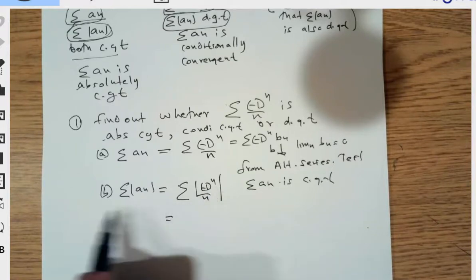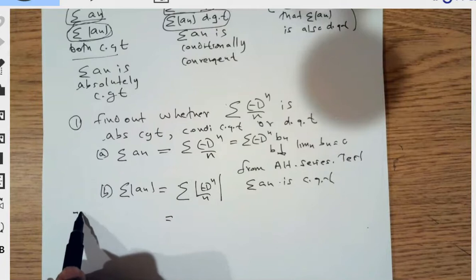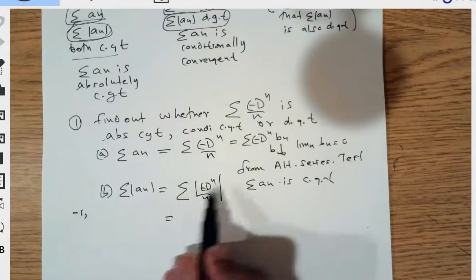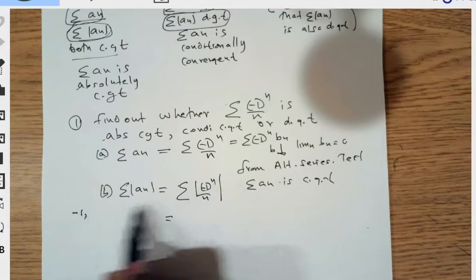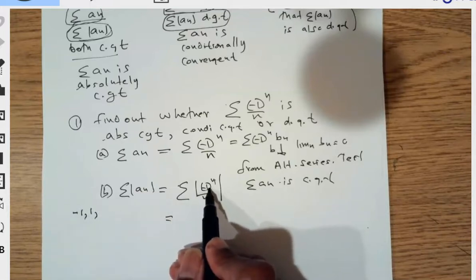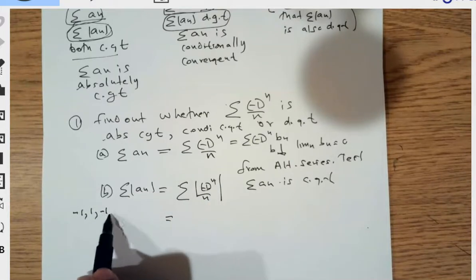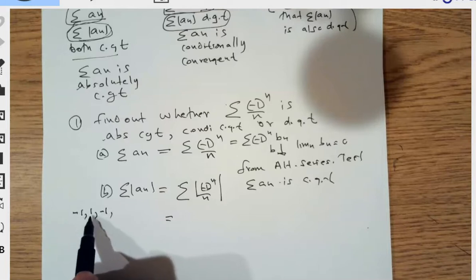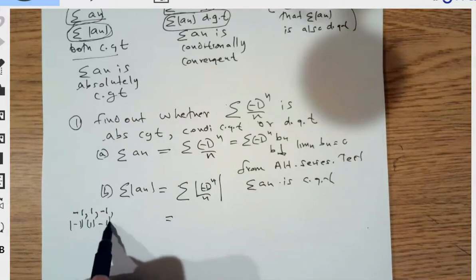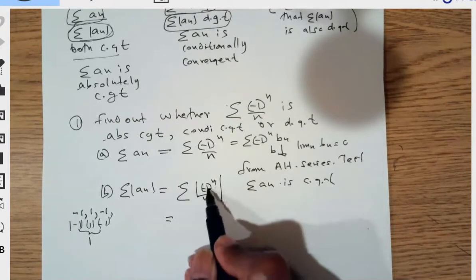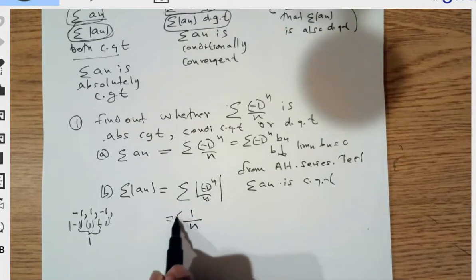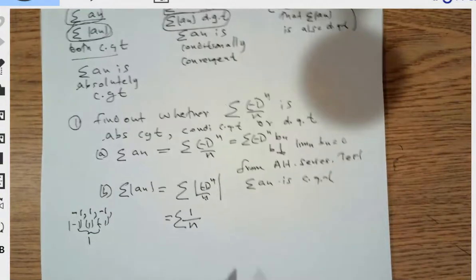So negative 1 to the power n is something which changes sign; it is negative 1 when n is odd. So n is 1, it's negative 1. If you put n equals 2, then you get negative 1 to the power 2, which is positive 1. If you put negative 1 to the power 3, then it's negative 1, and so on. It changes sign: negative 1, 1, negative 1. But if you take the absolute value of all this, it's always 1. So the absolute value of negative 1 to the power n is 1. And n is always positive. So this is just sigma 1 over n. But we know that this is divergent.